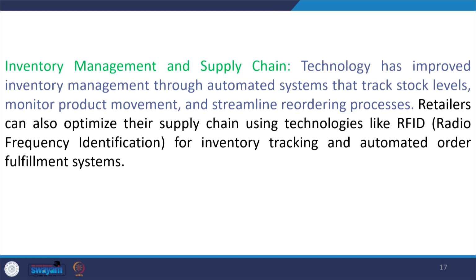So, considering technology in view of inventory management and supply chain, it helps in improving through automated systems, helps track stock levels and monitor product movements, and eventually helps in streamlining reordering systems. Retailers can also optimize their supply chain using technologies like RFID, which is radio frequency identification, for inventory tracking, and automated order fulfillment systems. As I just said, these two are very important facets to make sure products are delivered to customers at the right time, at the right price, and in the right places as well.